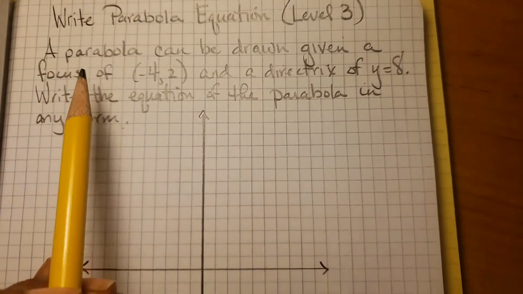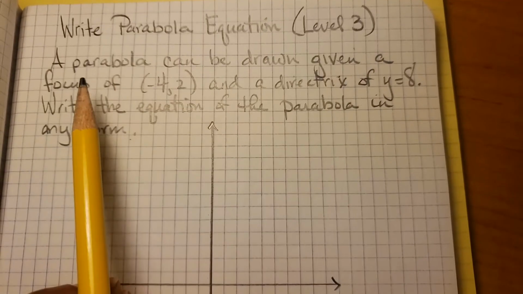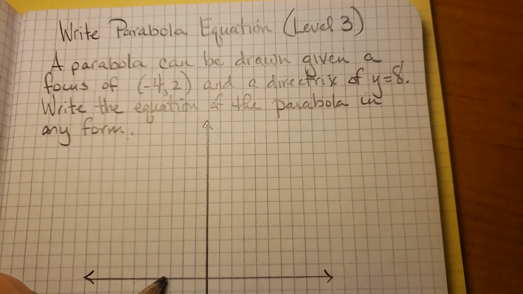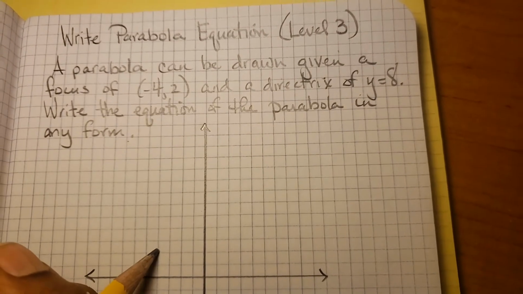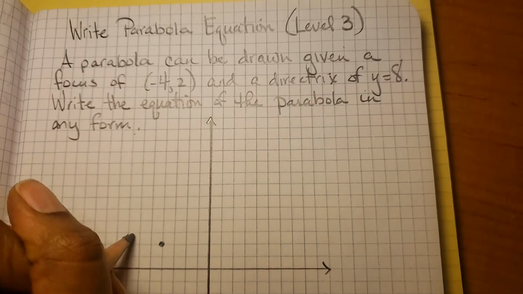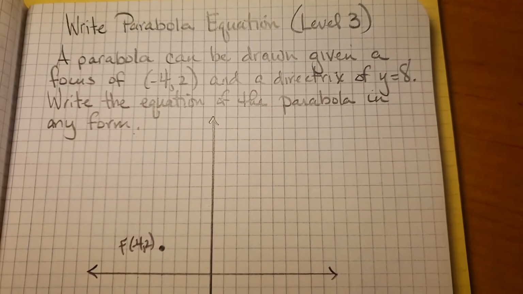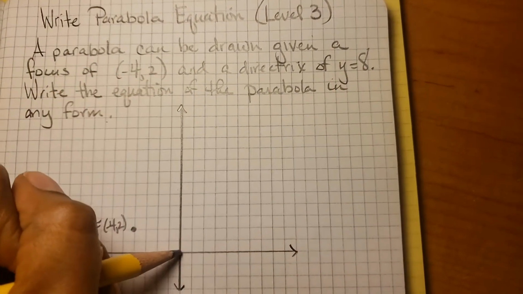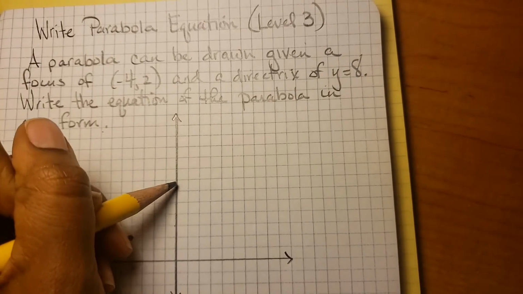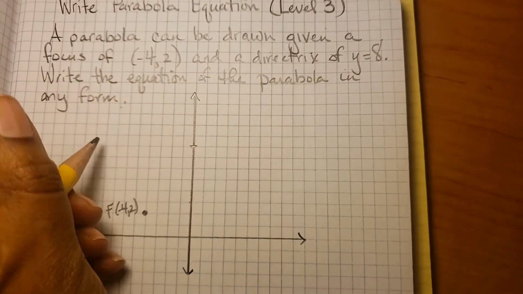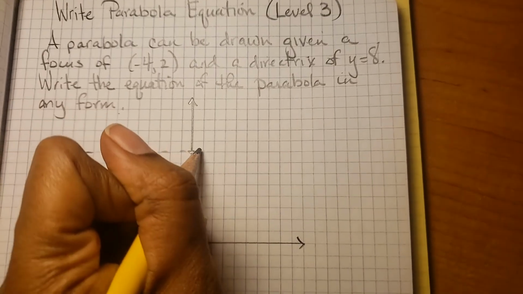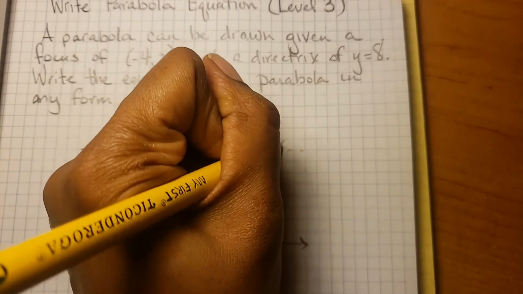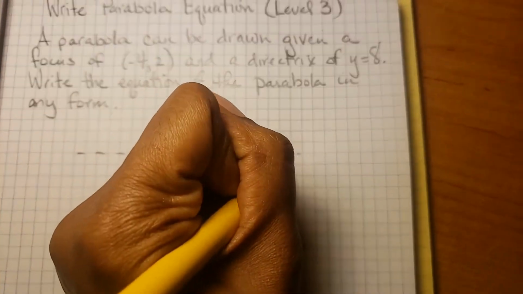So let's just graph the information that they gave. First, they gave you the focus, which is just a point. -4, 1, 2, 3, 4, 2. So there's my focus, -4, 2. And they also gave the directrix, y equals 8. So we're going to count 1, 2, 3, 4, 5, 6, 7, 8. And I'll draw my directrix on y equals 8. Okay.